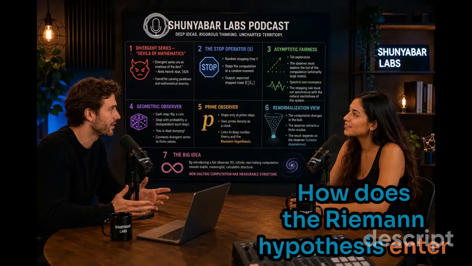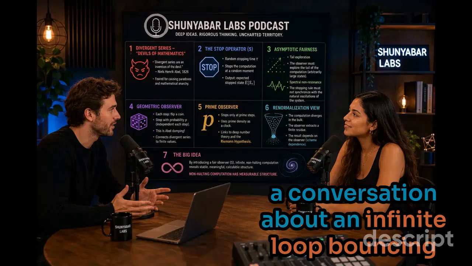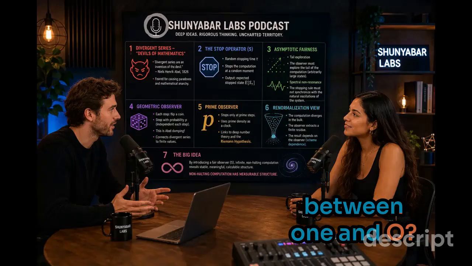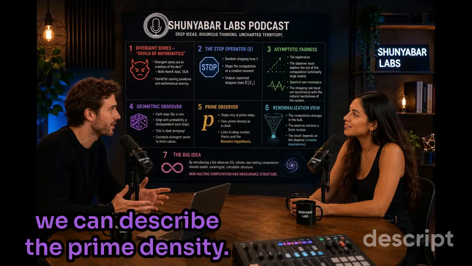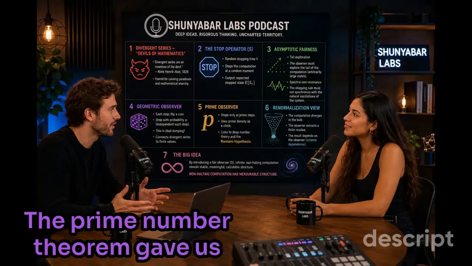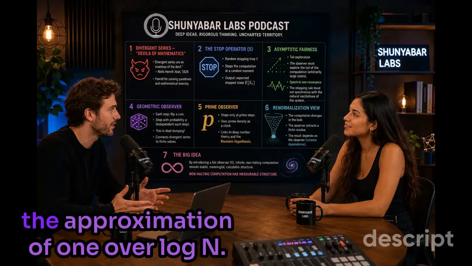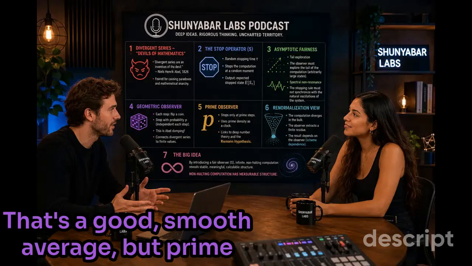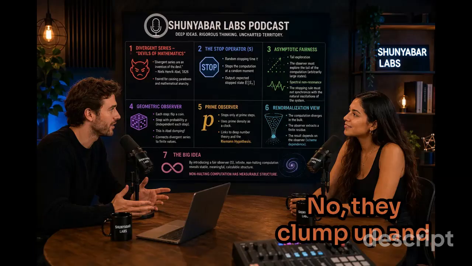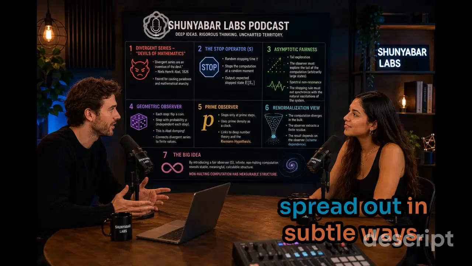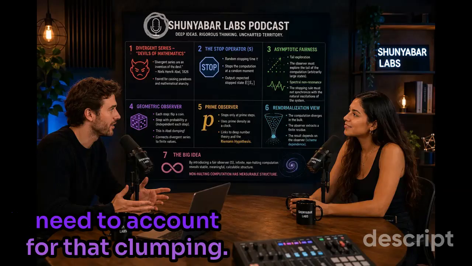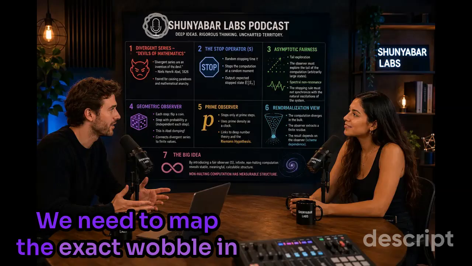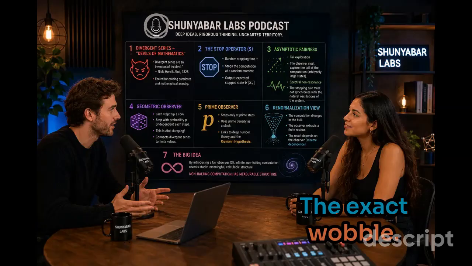How does the Riemann hypothesis enter a conversation about an infinite loop bouncing between 1 and 0? Let's unpack this slowly. It comes down to how accurately we can describe the prime density. The prime number theorem gave us the approximation of 1 over log n. That's a good, smooth average. But prime numbers aren't perfectly smooth. No, they clump up and spread out in subtle ways. If we want a perfectly accurate clock, we need to account for that clumping. We need to map the exact wobble in the prime staircase. The exact wobble, I like that.